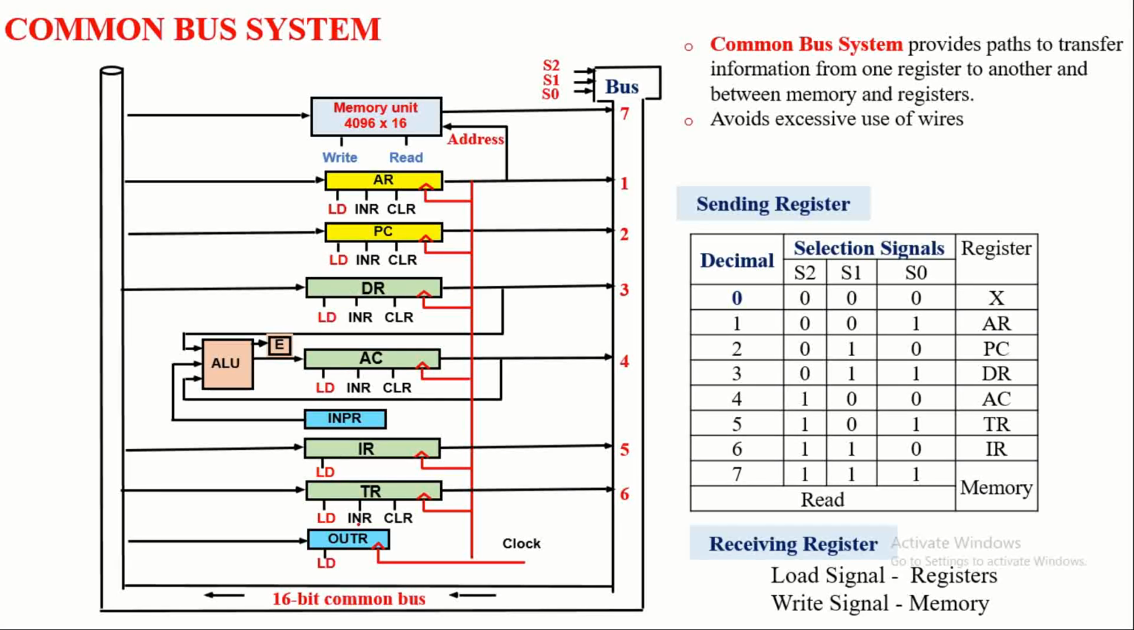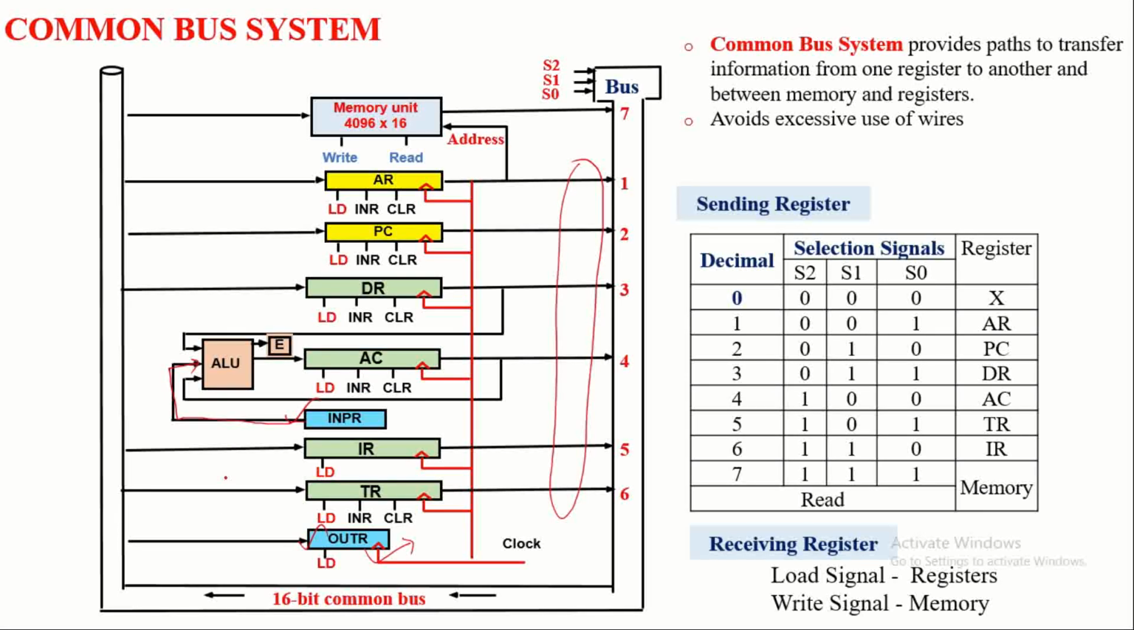Coming to the connection of a register to the common bus, out of 8 registers, only 6 registers' outputs are connected to the bus. That is, only 6 registers can transmit information over the bus. The two registers, the input register and the output register, never pass any information over the bus, because the input register sends its information to the ALU only, and the output register always sends its information to the output device only.